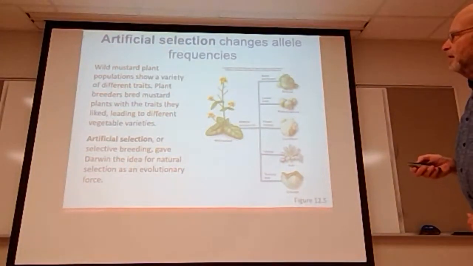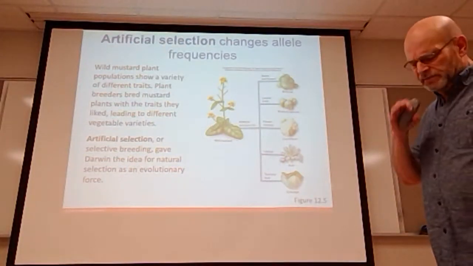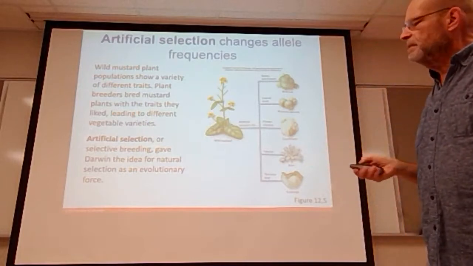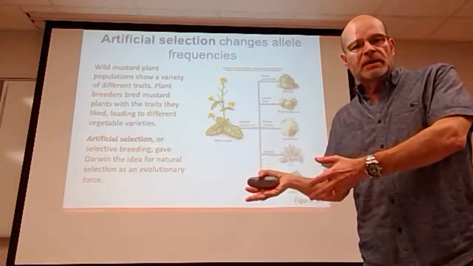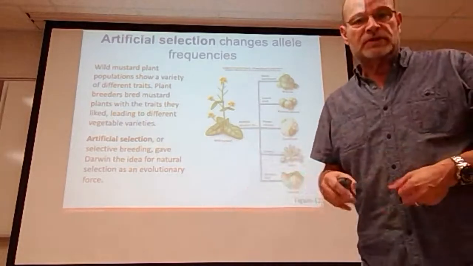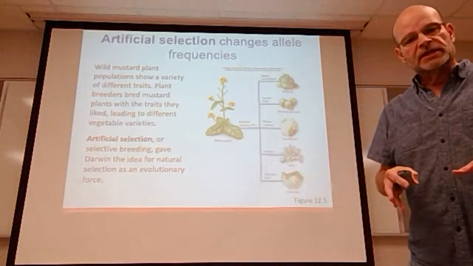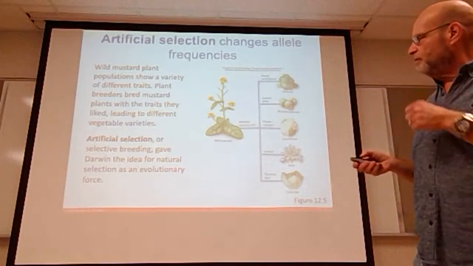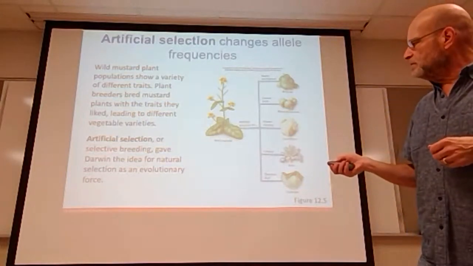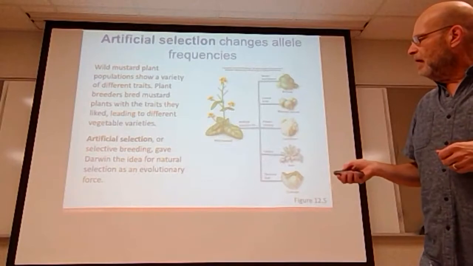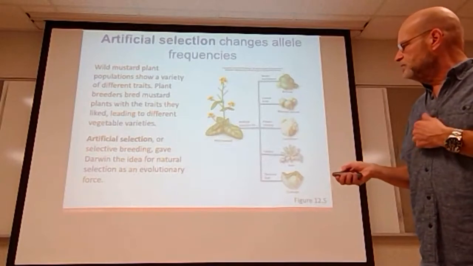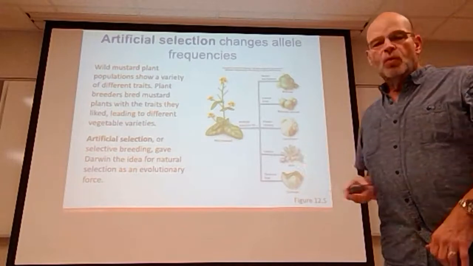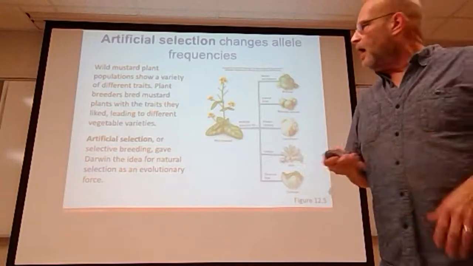Another example of the ways evolution can occur is something called artificial selection. Now, natural selection means nature's doing the choosing. Artificial selection, on the other hand, means something else is happening. And most often artificial selection is also sometimes called selective breeding. This gave Darwin the idea for natural selection as an evolutionary force. Artificial selection, we're doing something.